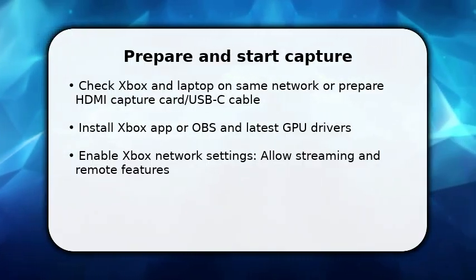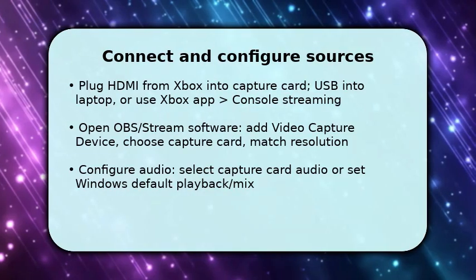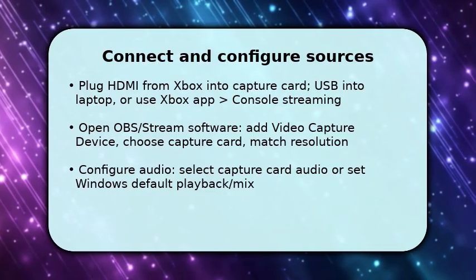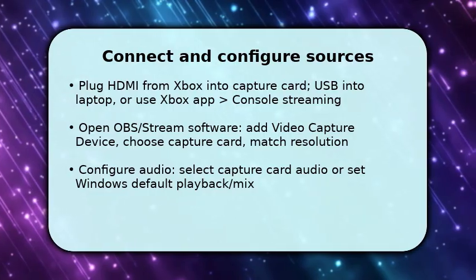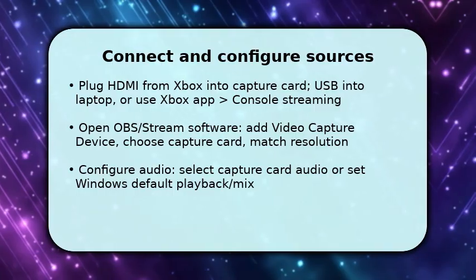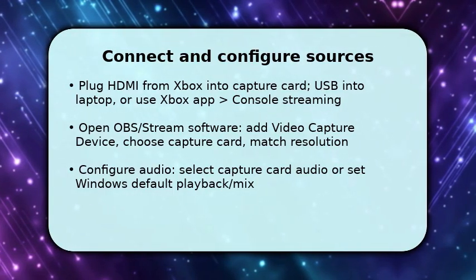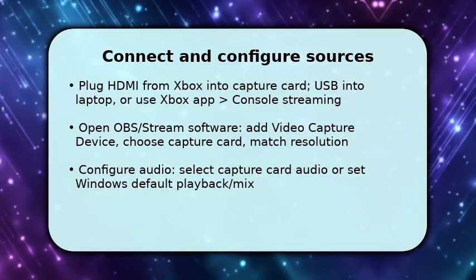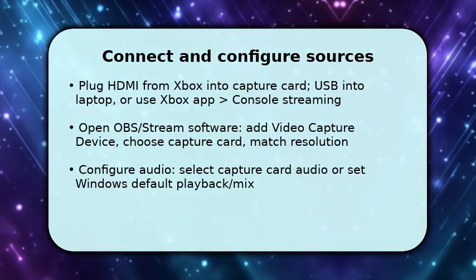Don't skip driver updates. Now connect the hardware and configure your capture source. If using a capture card, plug HDMI from the Xbox into the card and USB into the laptop, then open OBS and add a video capture device. Choose your capture card, set resolution and FPS to match the Xbox output, and scale the canvas. If using the Xbox app, enable console streaming and select your console.